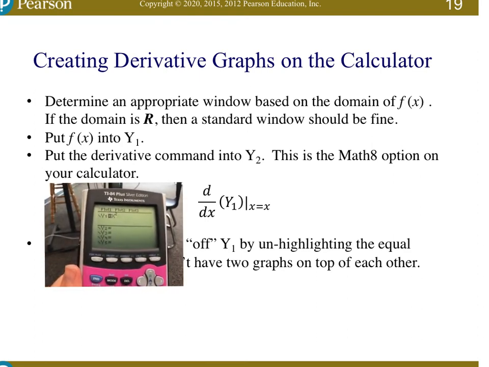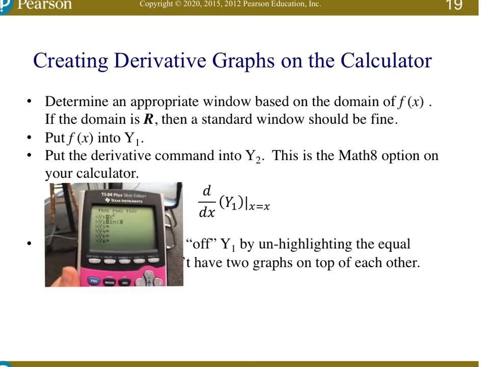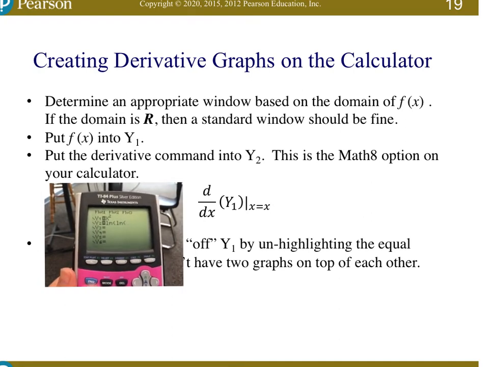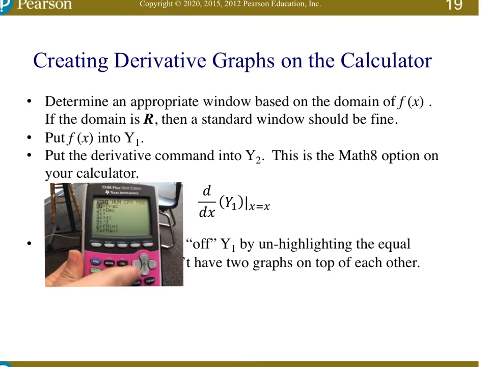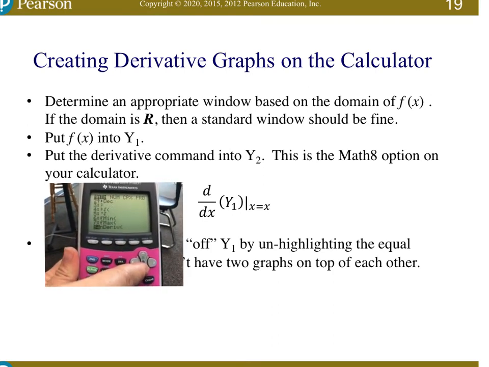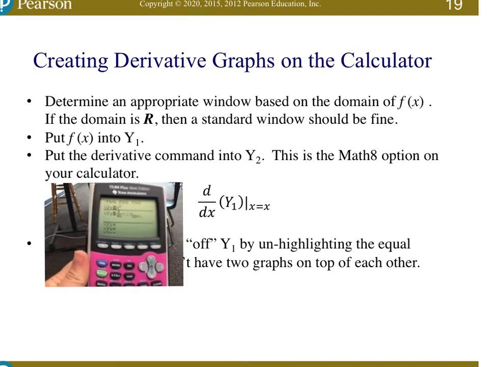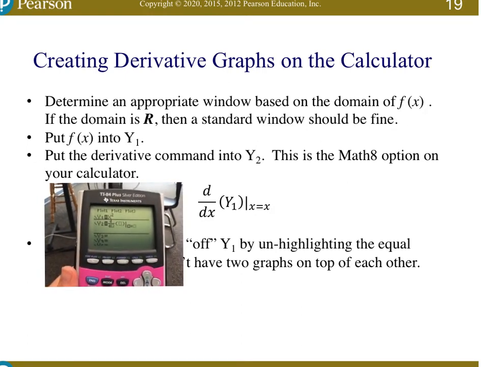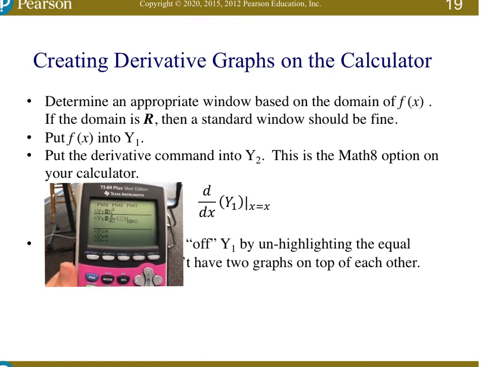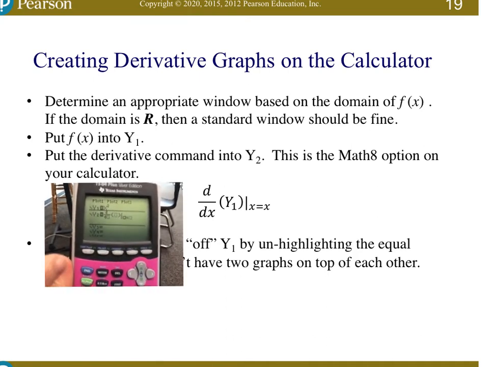Okay, then you're going to put the derivative command into y2. So go down to y2, and this is now under math 8. So hit the math 8 button. Whoops, let me clear that. Hit the math button, and then scroll down to option number 8, and you see how it says derivative. So pick math 8, pick that option, and then you should have the following in. If you don't, please take a screenshot of what your calculator looks like if you have an older model of the calculator, so that I can tell you what you need to type in there, okay? But what you need to put in is, in that denominator, you'll put an x.